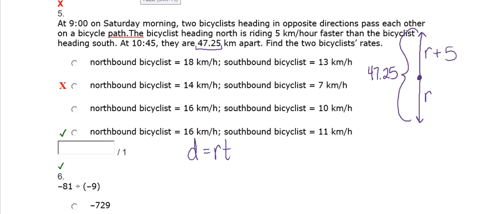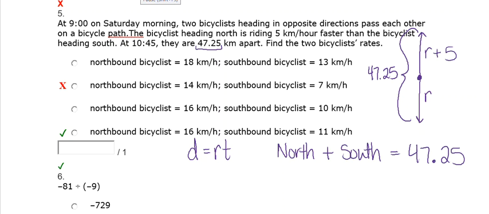That means if you add the distance that each one of them travels, so we'll just call them north and south, the north distance plus the south distance has to equal 47.25.